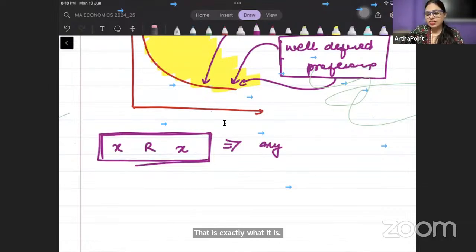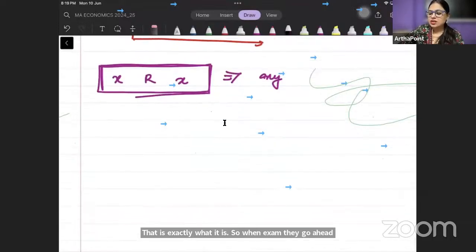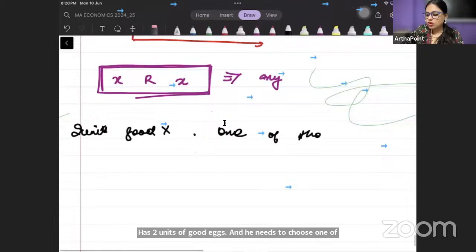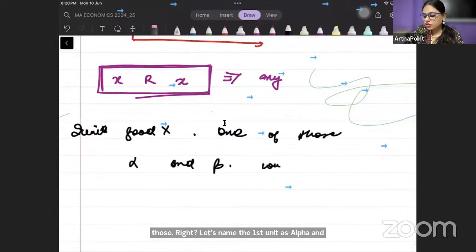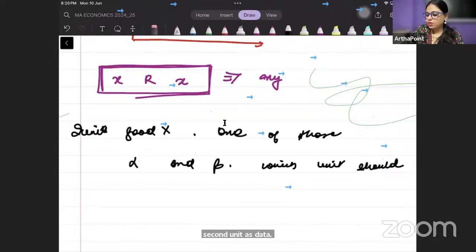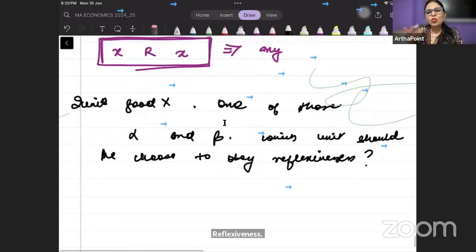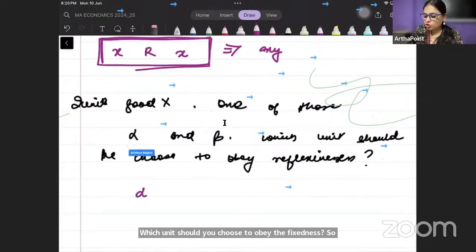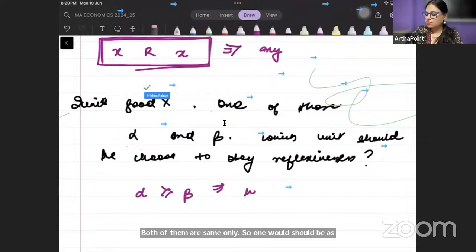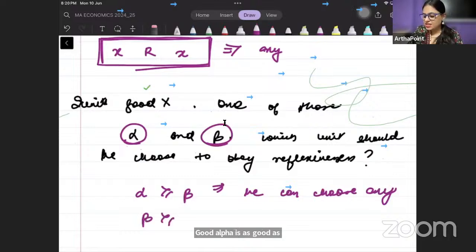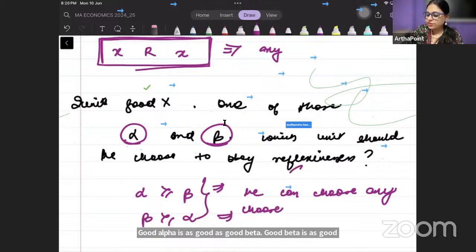So when in the exam, they say that individual A has 2 units of good X, and he needs to choose one of those, right? Let's name the first unit as alpha and the second unit as beta. Which unit should he choose to obey reflexiveness? दोनों good X ही है. Both of them are the same only. So one good should be as good as the other. So he can choose any. Good alpha is as good as good beta. Good beta is as good as good alpha. So choose any now. That is what reflexiveness is saying.